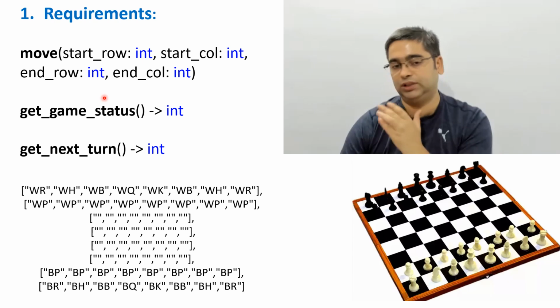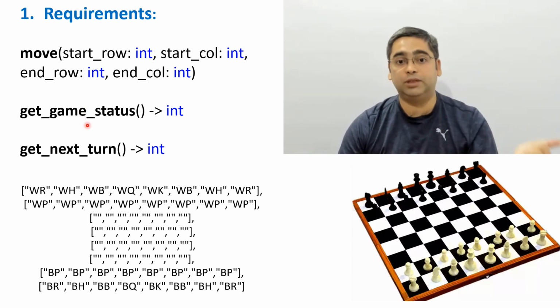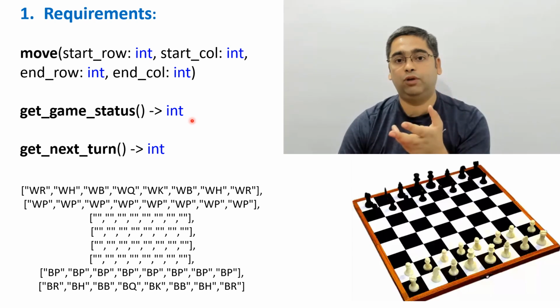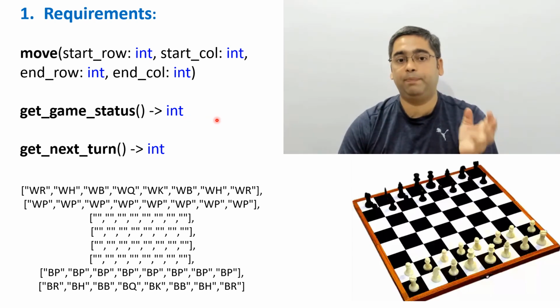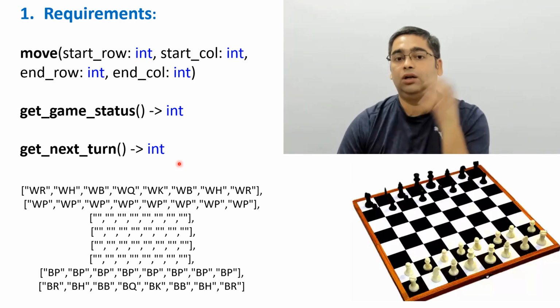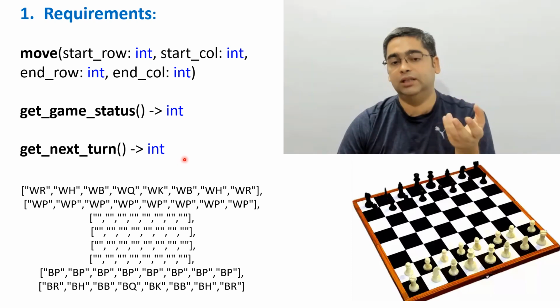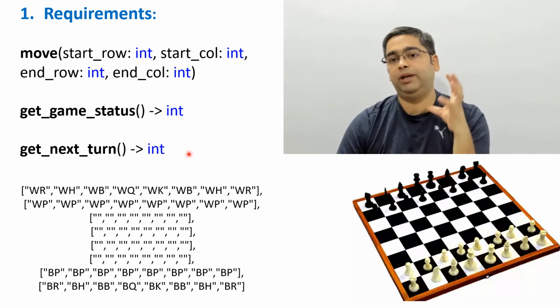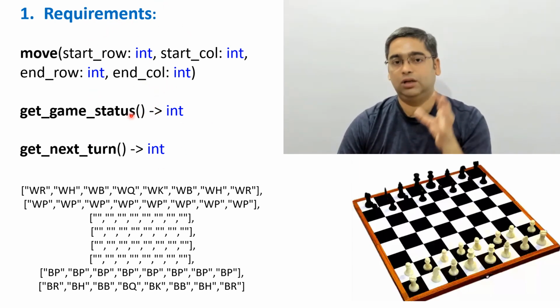We'll see that. The next requirement is get game status, whether the game is in progress, or whether white has won it, or whether black has won it. So you need to keep track of the status of the game. Finally, you also need to know whose turn it is next, whether the game is over, or whether white will play next, or whether black will play next. So you need to keep this state also. So there are not many requirements. The core requirement is the move, and then there are other requirements. So let's move ahead with the design.